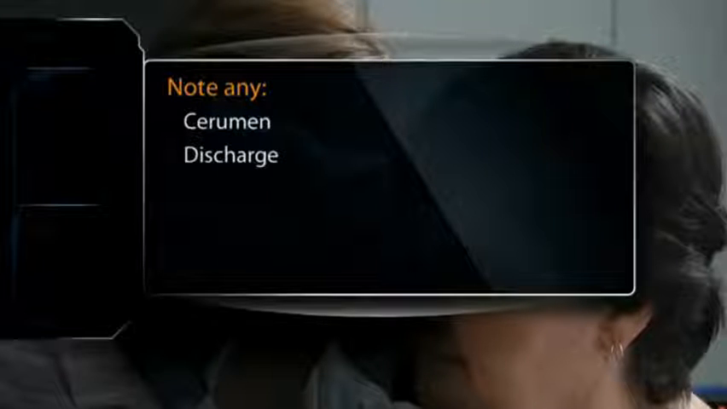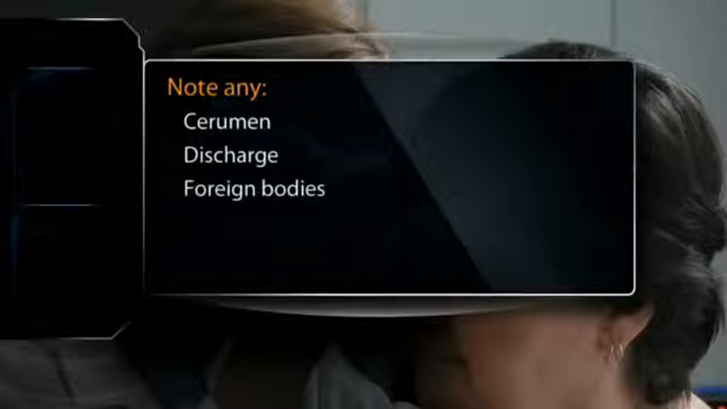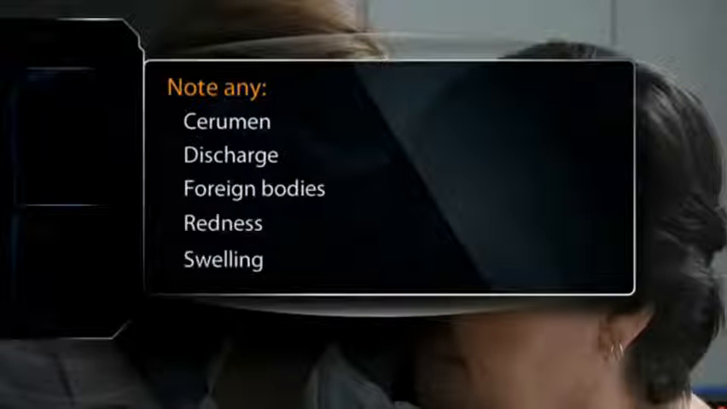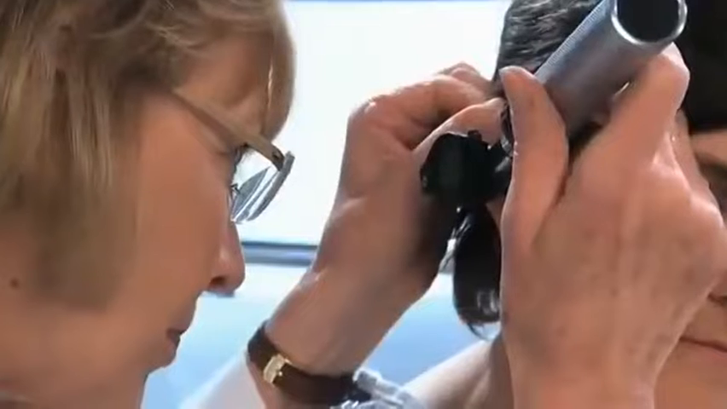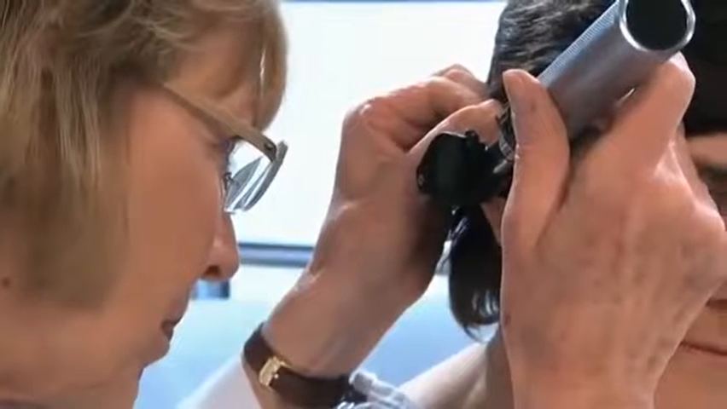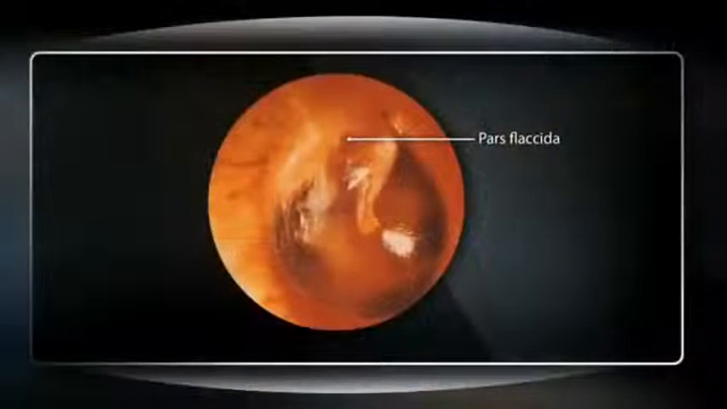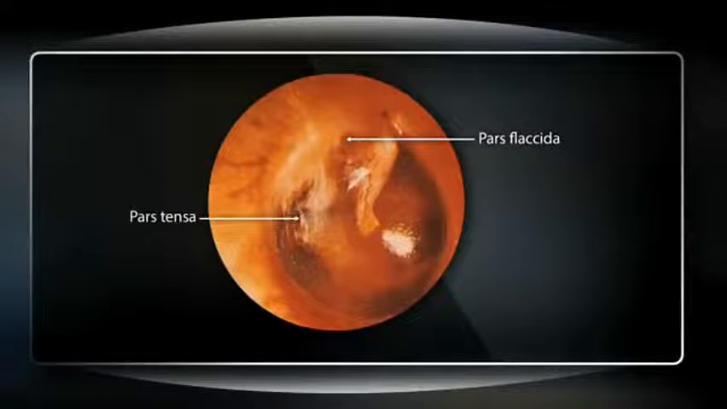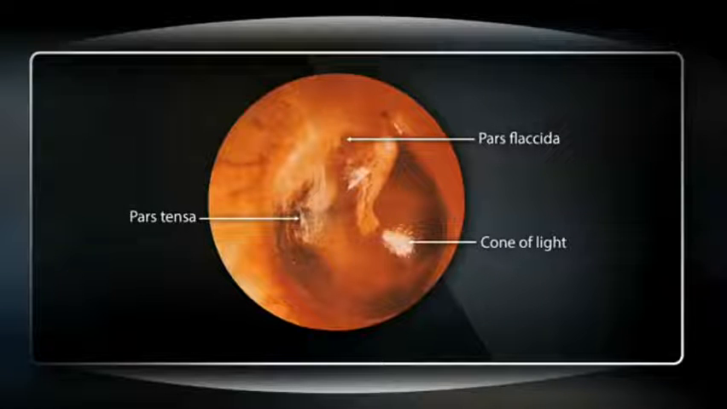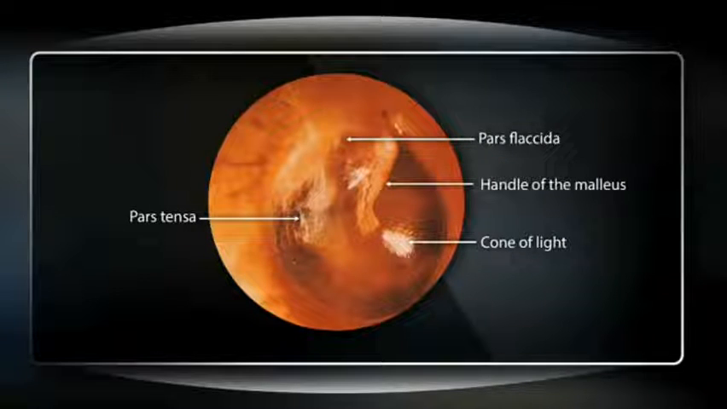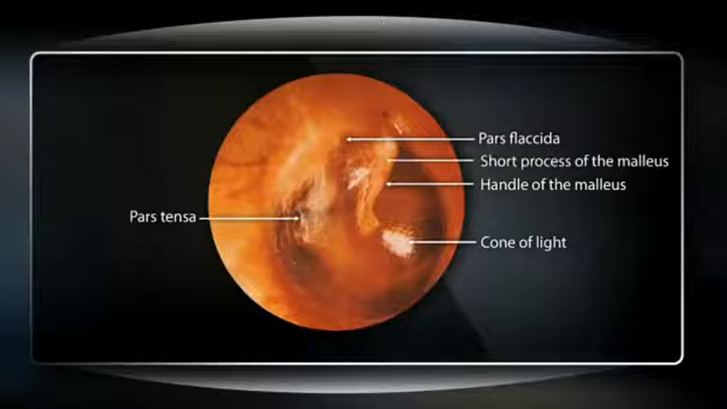Also, observe for any discharge, foreign bodies, redness of the skin, or swelling. Maneuver the speculum until you can see as much of the eardrum as possible, including the pars flaccida, if possible, and the margins of the pars tensa. Note the color and contour of the eardrum with its distinct cone of light. Normally, the drum is pearly gray. Also, note the position of the handle of the malleus and inspect the short process of the malleus.